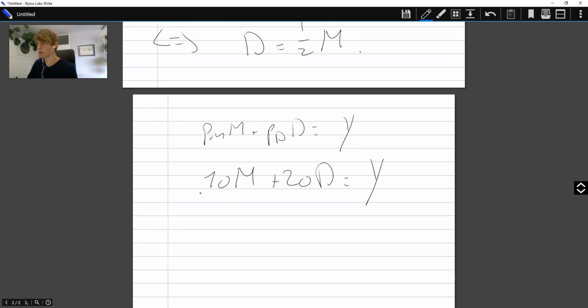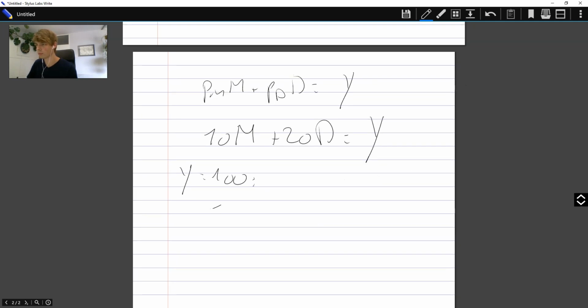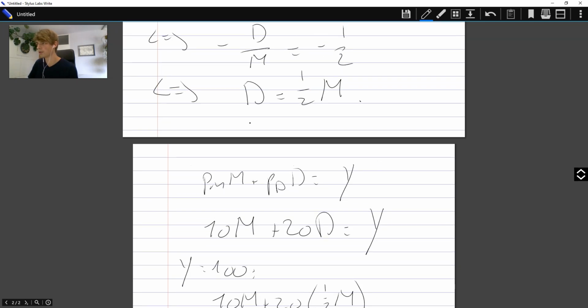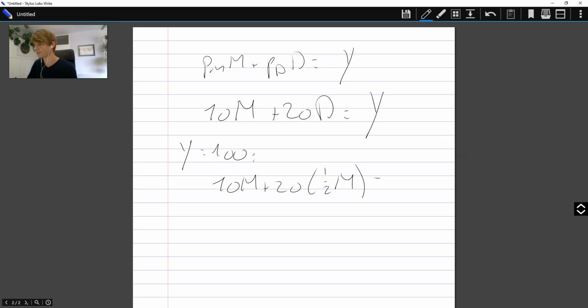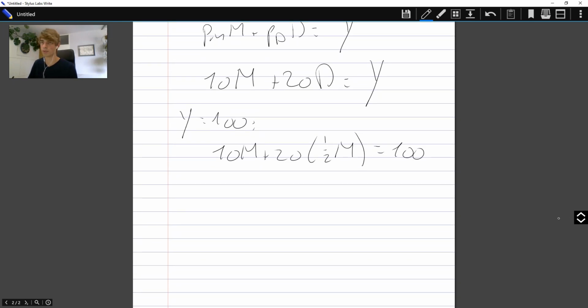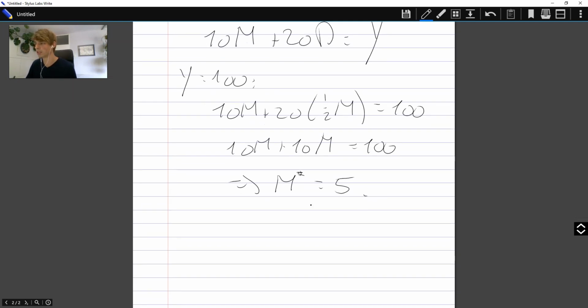Now let's solve this for y equals 100 as well. So we plug this into the budget constraint to find our optimal consumption bundle at an income of 100. And we find the number of movie tickets equals 5, and therefore the number of DVDs equals 2.5.